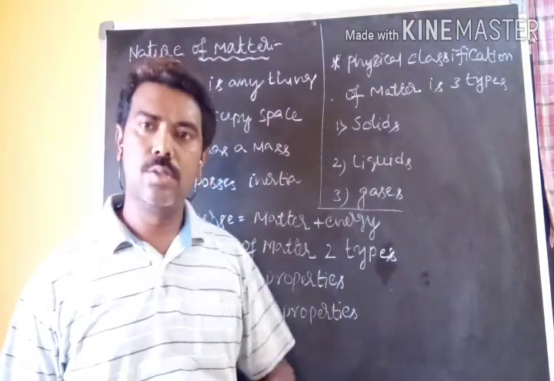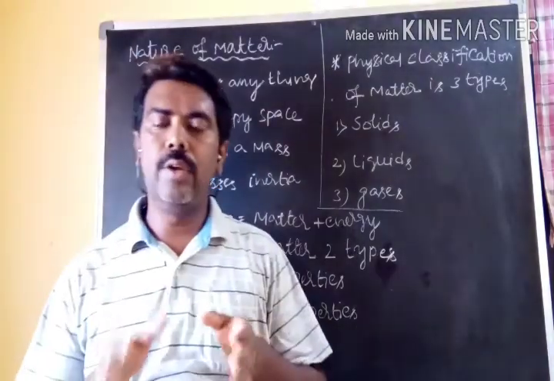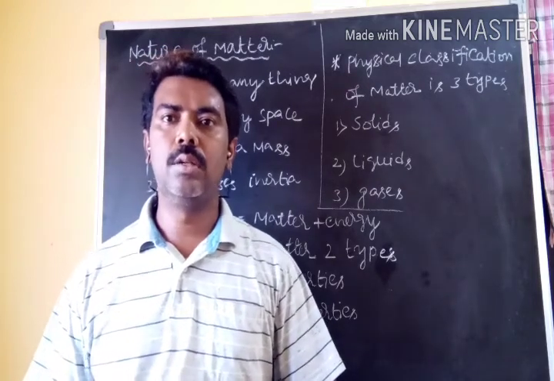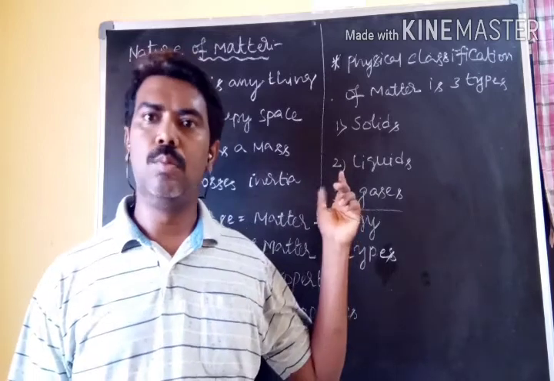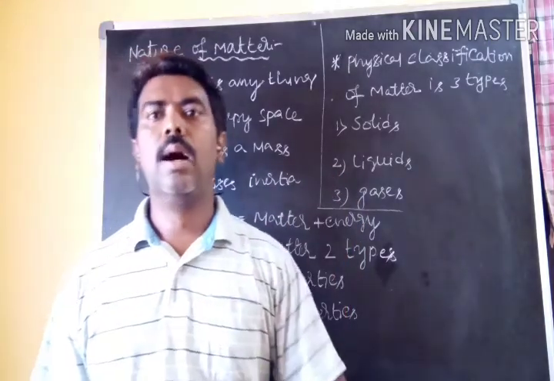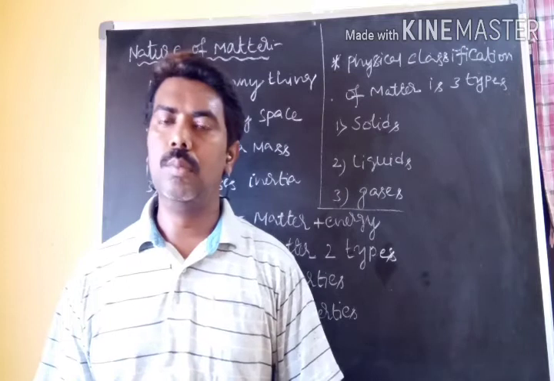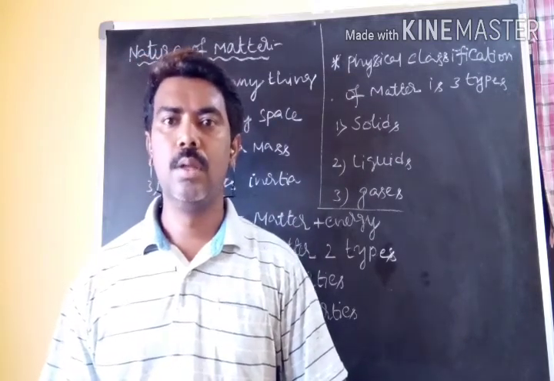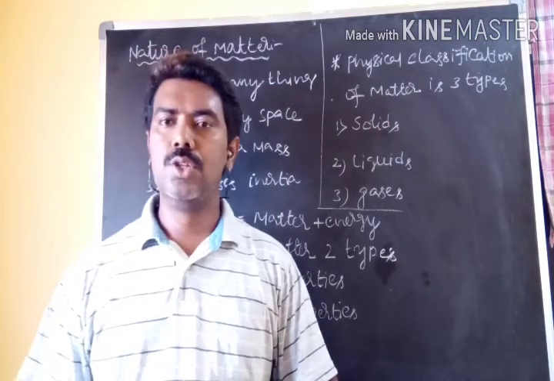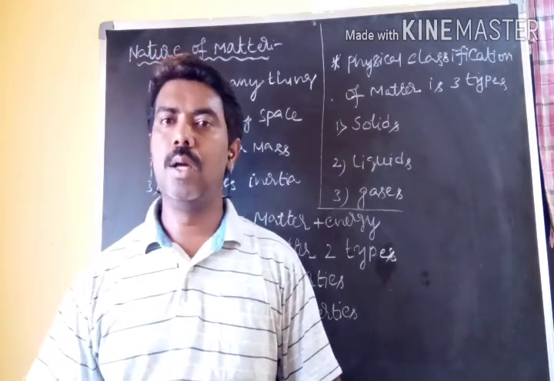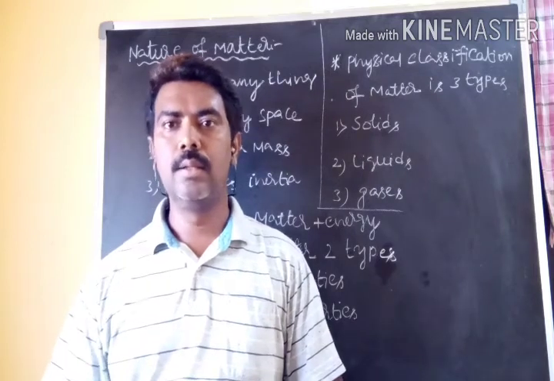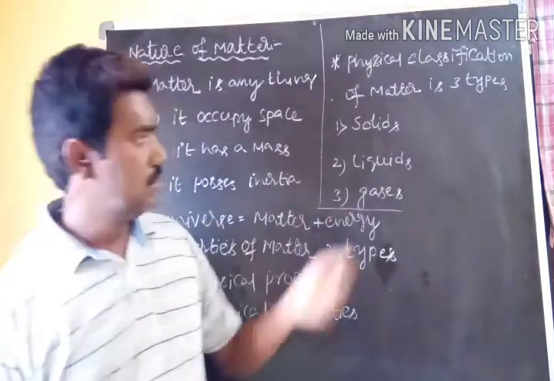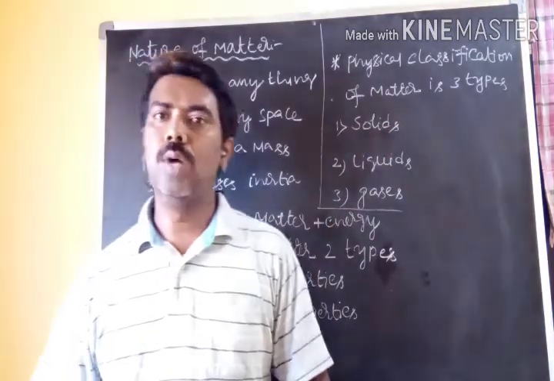Solids have a definite volume and a definite shape. For example, a blackboard has a definite shape and a definite volume, where volume is calculated as length into breadth into height. The stone also has a definite shape and definite volume. Brick also has a definite shape and definite volume. Solids possess a definite shape and definite volume.